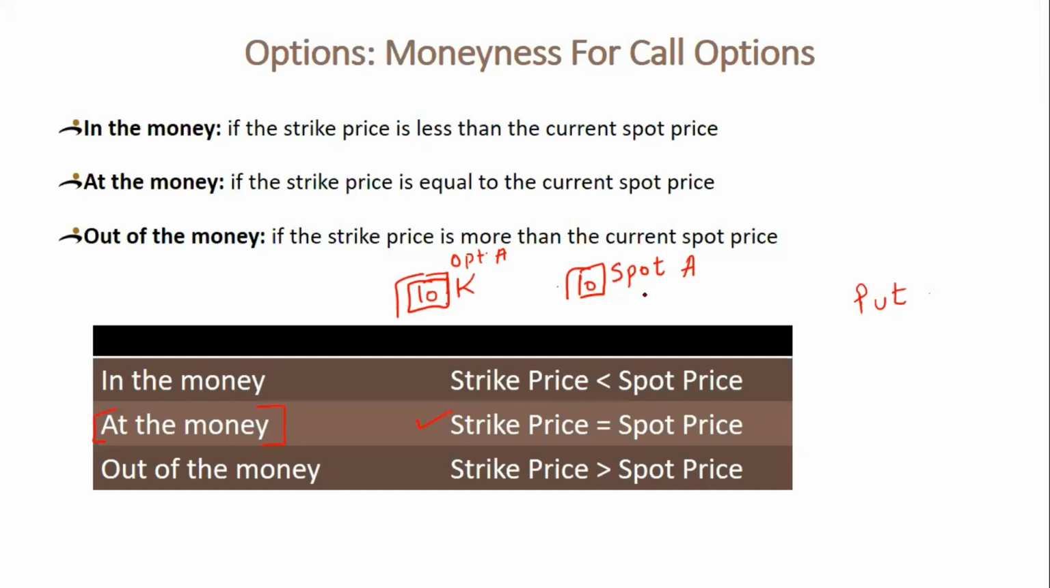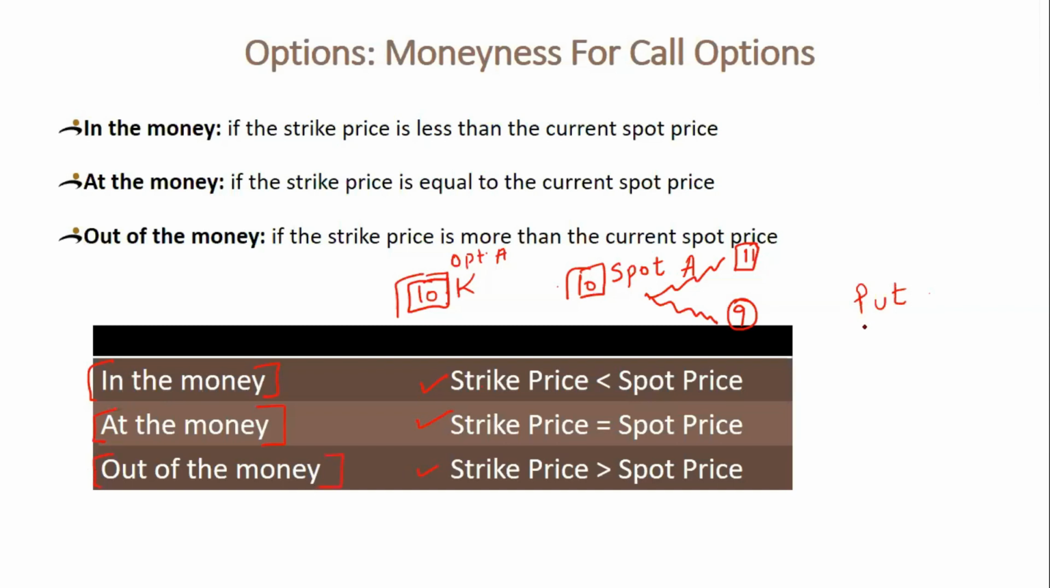Now let's say this stock starts going up and now it is trading at 11. Since it is trading at 11, but you purchased a call option at 10, that means it is profitable by 1. So if strike price is less than spot price, your option is in the money. What if this stock went down and now it is trading at 9? So you have the right to buy this stock at 10, which is trading at 9. So you are in a loss. So if strike price is more than spot price, your option is out of the money.